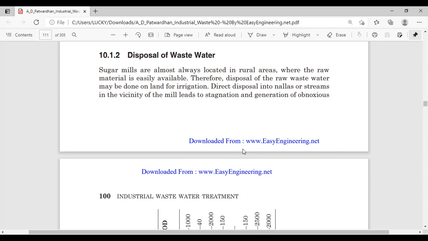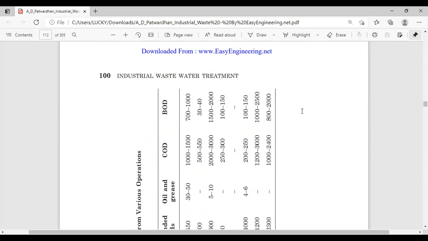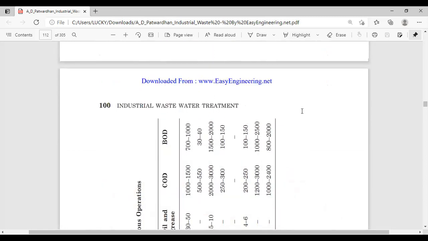Direct disposal into nullahs or streams in the vicinity of the mill leads to stagnation and generation of odorous conditions. Now, industrial wastewater treatment.